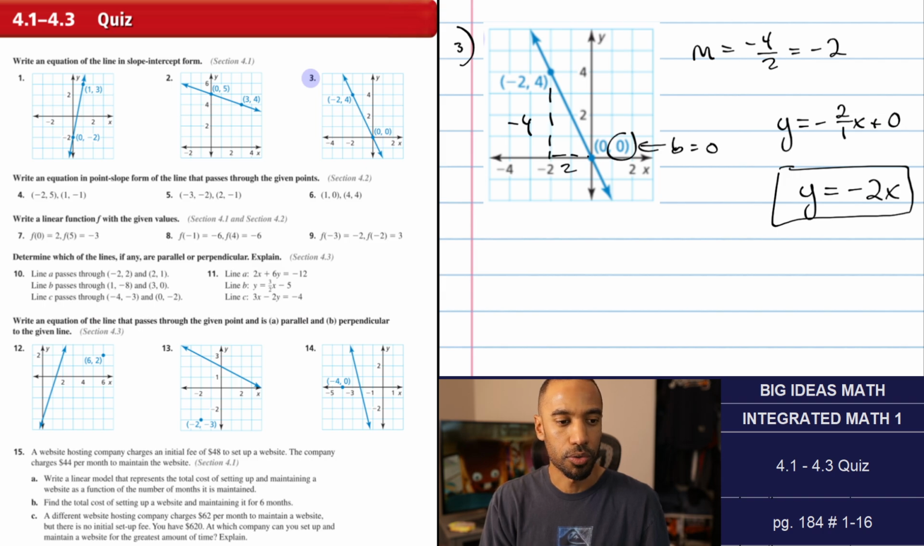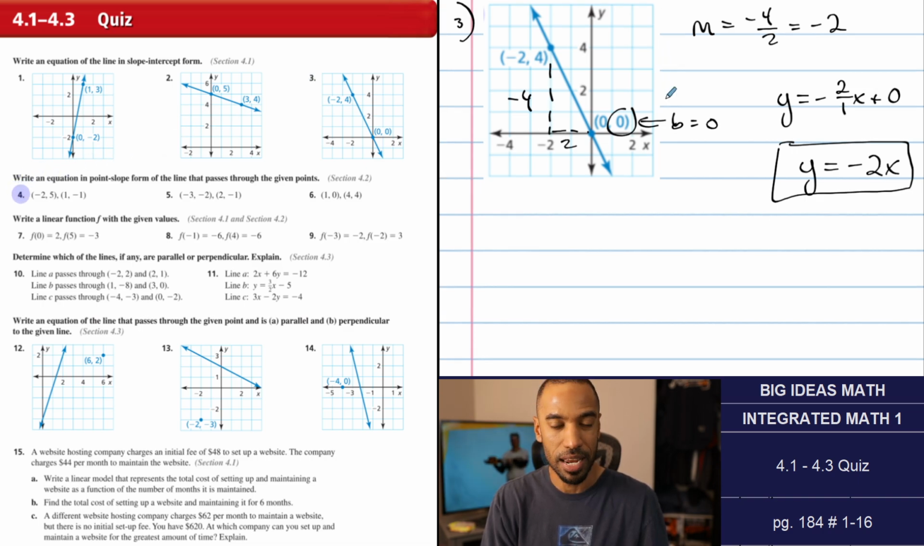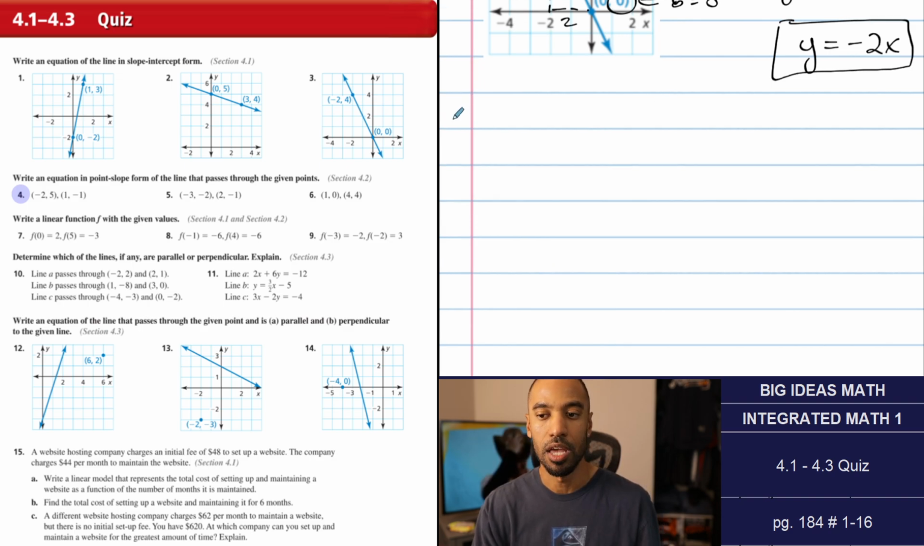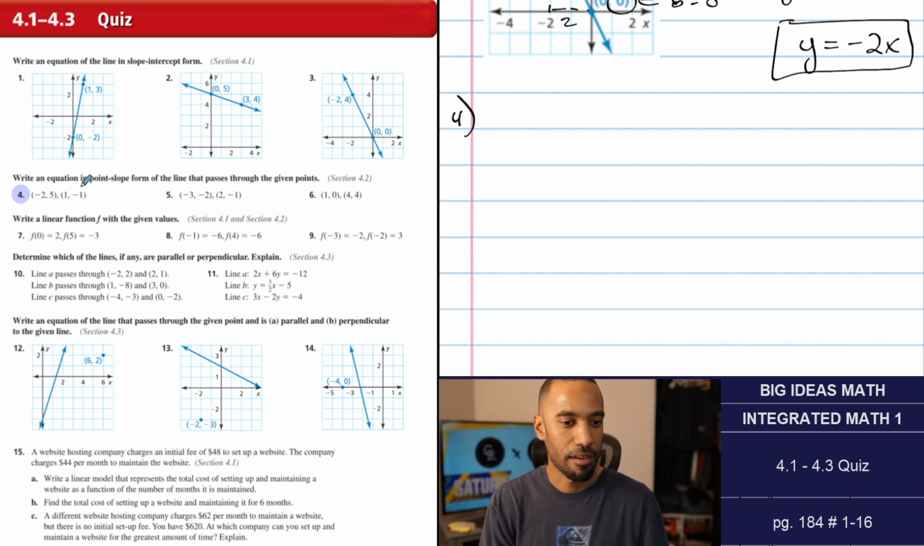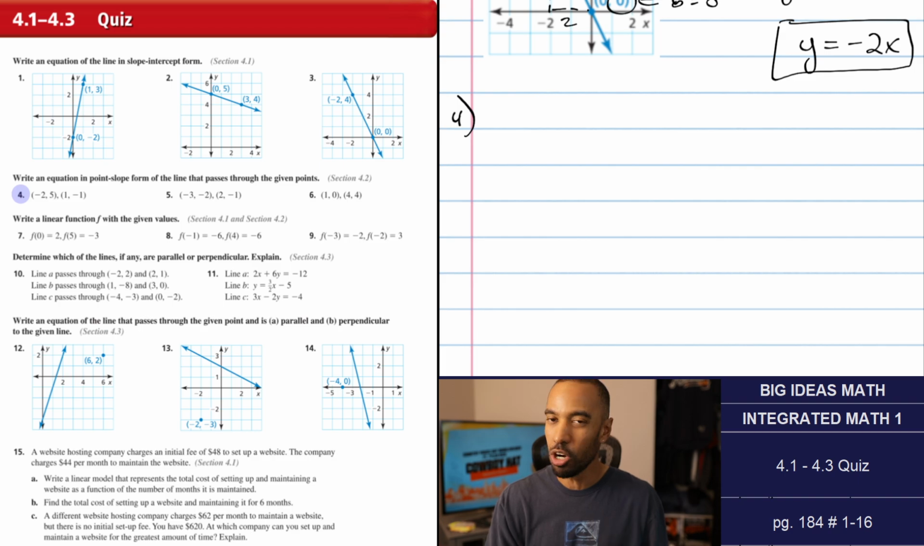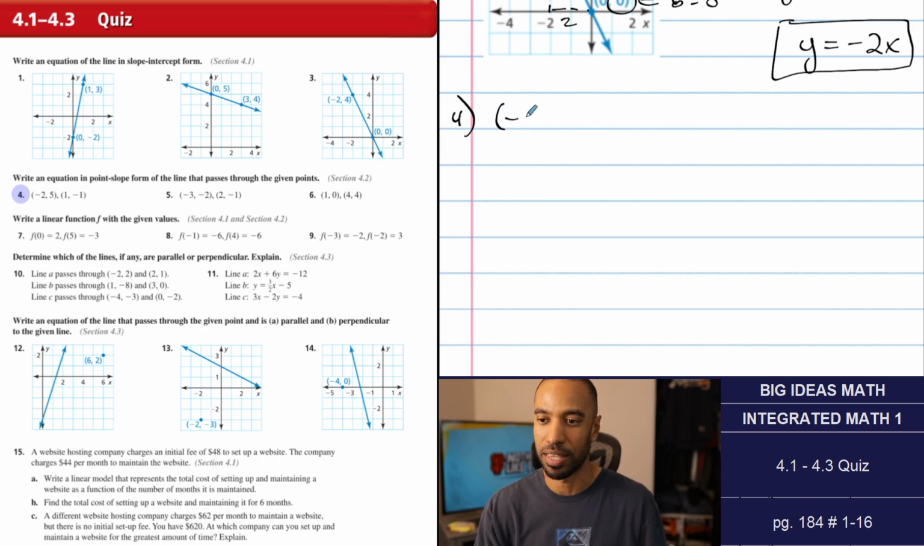Okay, let's go to numbers 4 through 6. Write an equation in point-slope form of the line that passes through the given points. Now, remember, slope-intercept form used the y-intercept in all 3 of those. Even if you didn't have the graph, you would use the value of y when x equaled 0. None of these have the value of y when x equals 0, so slope-intercept form is a little bit more difficult to come by for a problem like that.